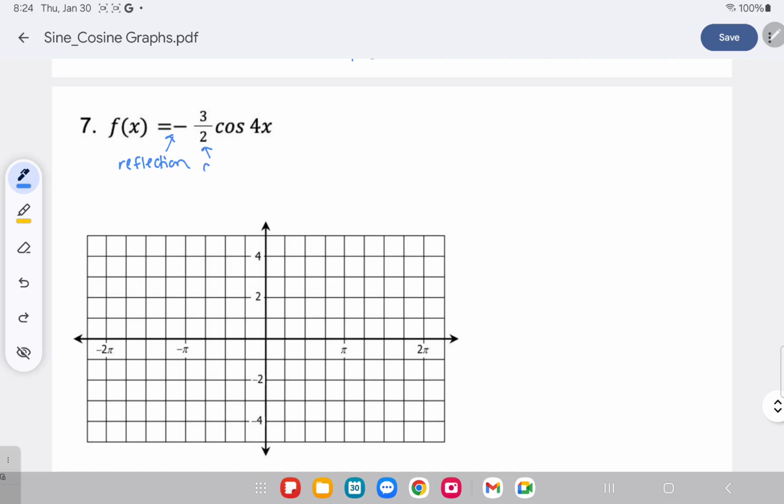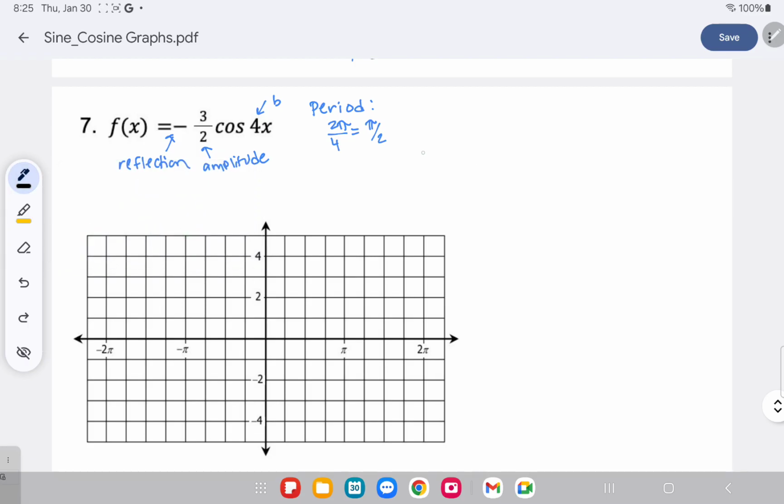Our amplitude is 3/2. So when I say we're starting down, I mean we're going to start down at -3/2, which is -1.5. And our b is 4, which means our period is 2 pi over 4, or pi over 2. So this one is going to change really frequently.